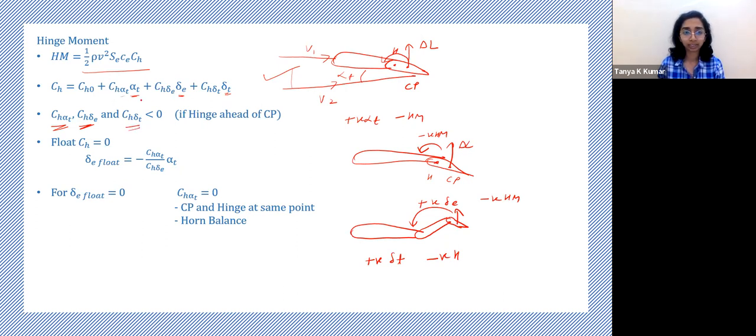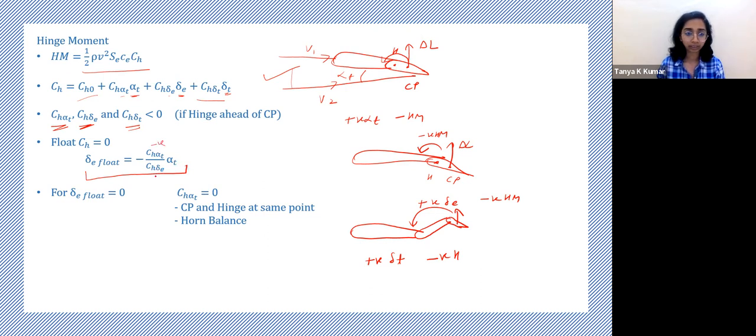So all of these moment derivatives are negative: CH alpha tail, CH delta E, CH delta T, they're all negative. Like I mentioned before, for a freely floating case, the hinge moment about the hinge is 0. So take CH equal to 0. And just for this, assume there is no trim tab and you don't have a CH naught. If you substitute CH equal to 0, you get your delta E float equation like this. Okay, so it's directly proportional to the angle of attack seen at the tail.